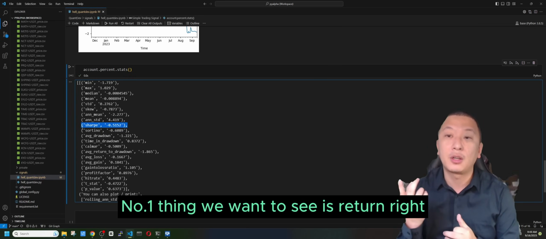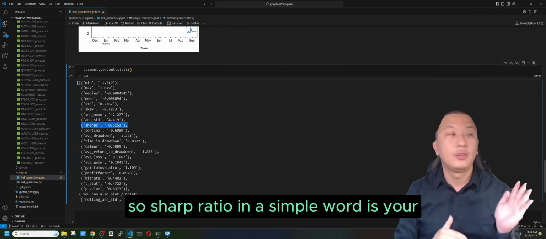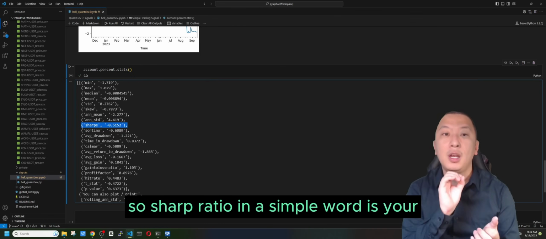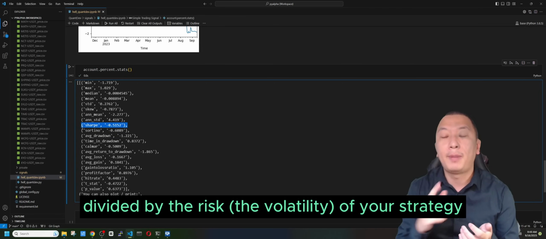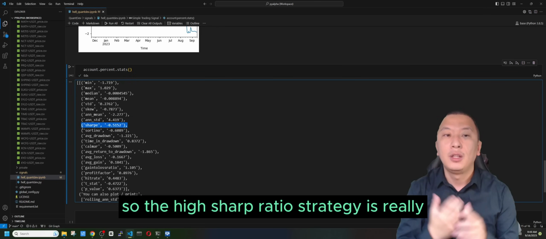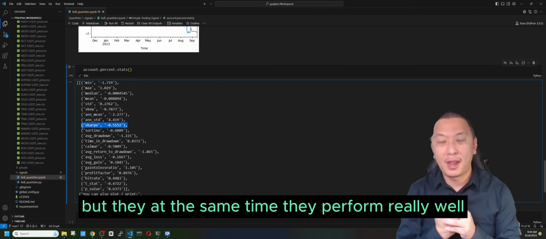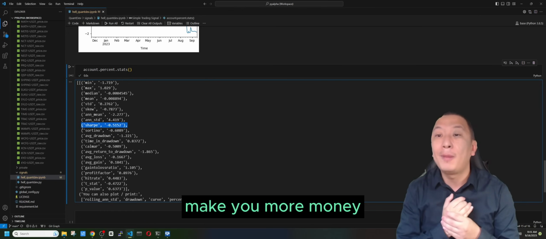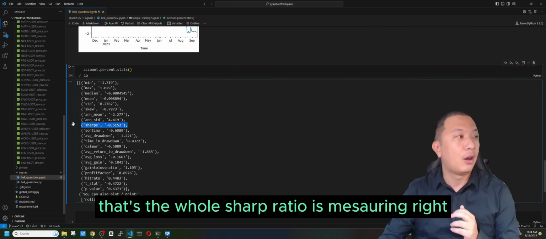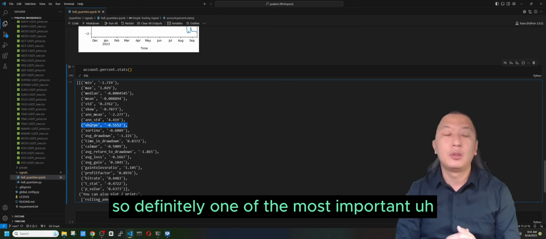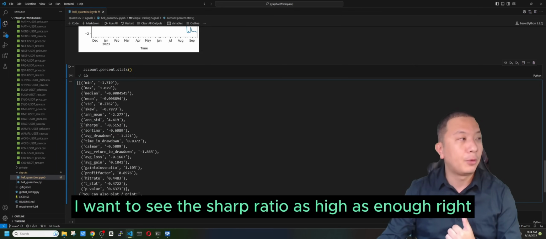So definitely when we measure the skill of investment strategies, number one thing we want to see is a return, right? We want to make more money, but at the same time, we want to minimize the risk. So the Sharpe ratio, in simple words, is the return of your strategy from backtesting divided by the risk, the volatility. So a high Sharpe ratio strategy is one where they draw down really little, but at the same time they perform really well and make you more money. That's the ideal strategy we want to see. That's why the Sharpe ratio matters.